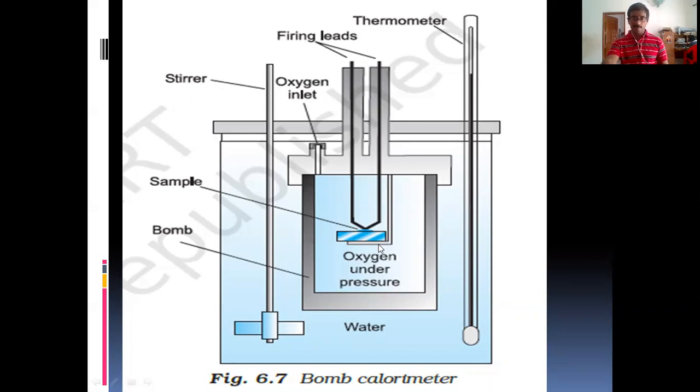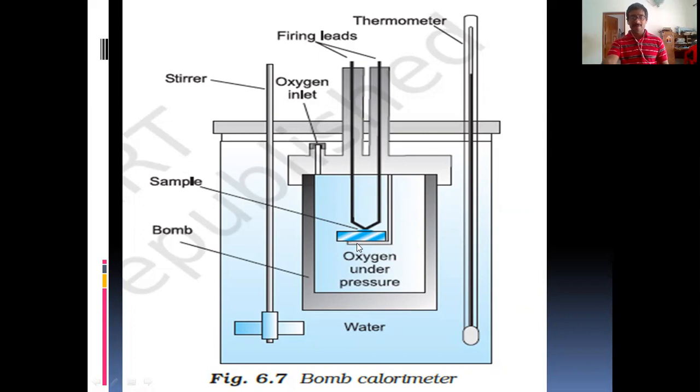It is a substance holder where we can keep a known mass of substance. And these are firing leads. When you pass electricity through these firing leads, it will make sparks, and the sparks will help this substance to combust. It is an oxygen-rich region.